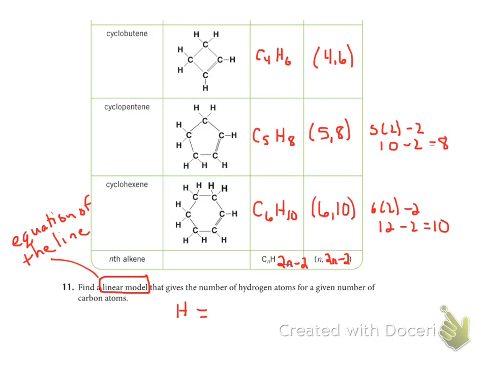Wouldn't it be the same thing, except we changed the variable? We're going to call it C now instead of n. We would take the number of carbon atoms times 2 and we would subtract 2. And there's our equation. Any questions on 10 or 11?